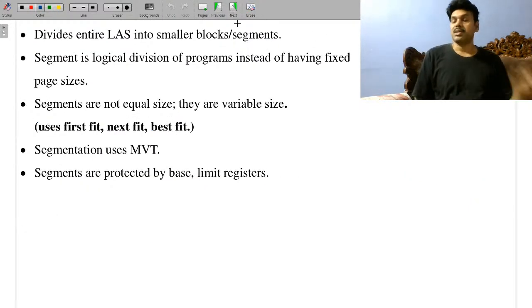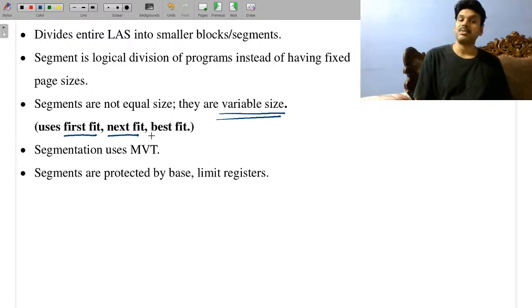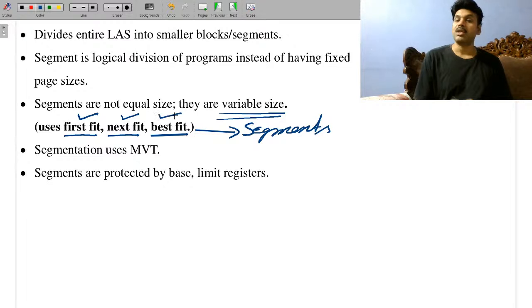The next one is, as I said, segmentation belongs to MVT, and paging belongs to MFT. Therefore, friends, whenever you talk about variable size allocation, I am following first fit, next fit and best fit mechanisms. Don't forget that. So your segments are going to be allocated according to this. We are using these methodologies to avoid memory problems, and segmentation uses MVT, and the segments are protected using base and limit registers.